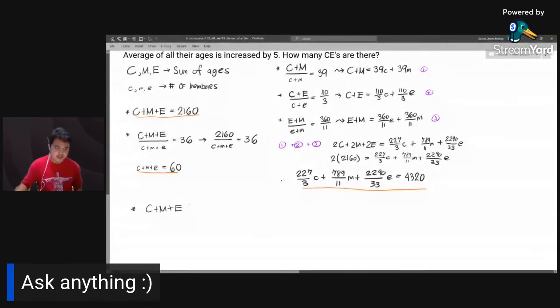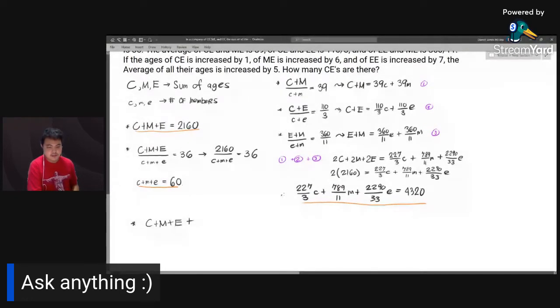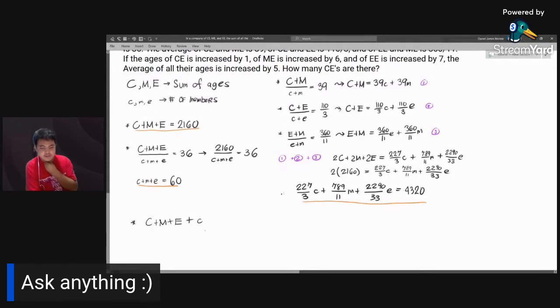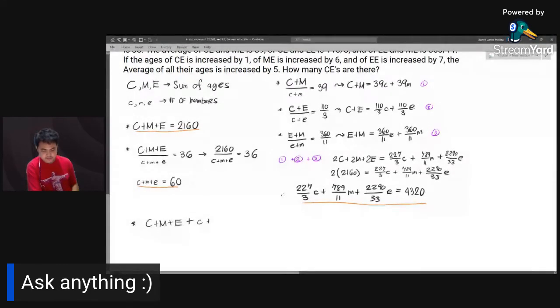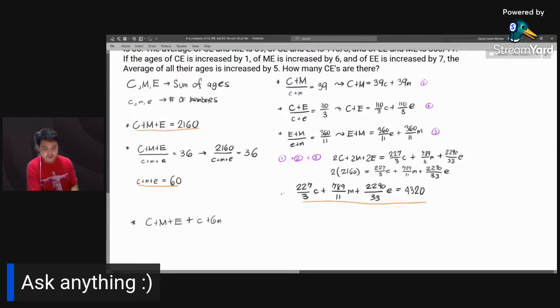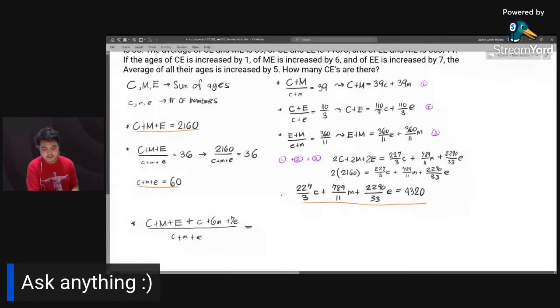Tapos, madadagdagan siya ng 1 year sa bawat civil. So, plus C, no? Small c. Tapos, yung bawat ME, madadagdagan ng tig 6 years. So, plus 6M. Tapos, bawat EE, 7. So, plus 7E. Diba? All over, para makuha lang natin ulit yung average. And the average will increase by 5. So, the original 36 years, mag-increase ng 5, edi 41 years yung ating magiging average age.